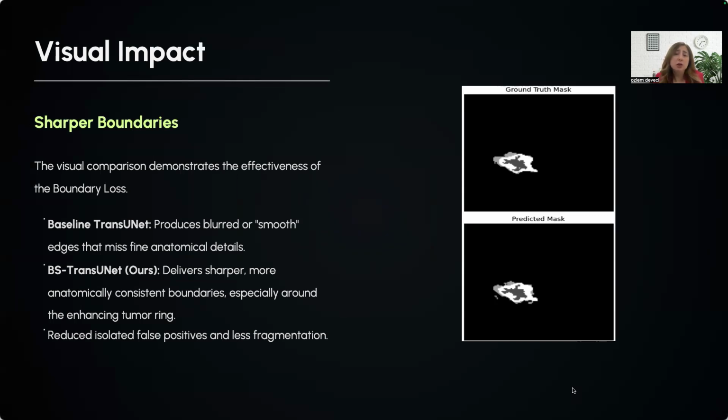To summarize the visual impact of my work: sharper boundaries, the addition of the boundary loss successfully eliminated the blurred edges common in standard models. Consistency, we observed significantly less fragmentation and fewer false positives. The model produces segmentations that are more anatomically consistent with the ground truth.